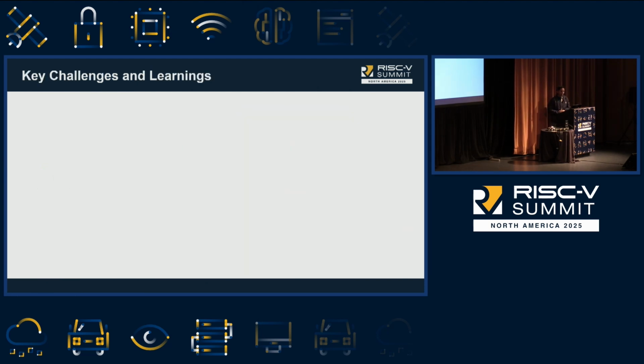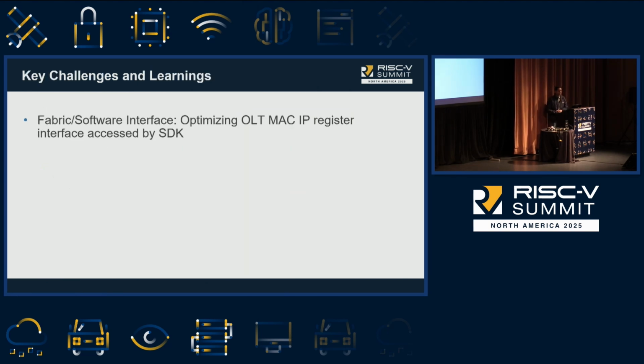So the key challenges and learnings in this process till now have been the fabric software interface that is between the MSS and the fabric layer. The register interface needs to be highly optimized to accommodate such high rates of DBA cycles per second.